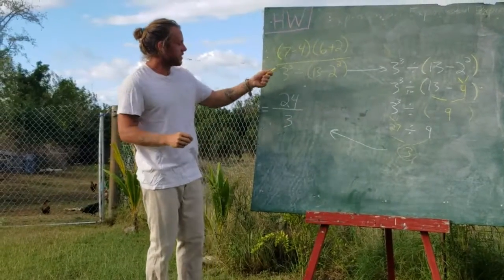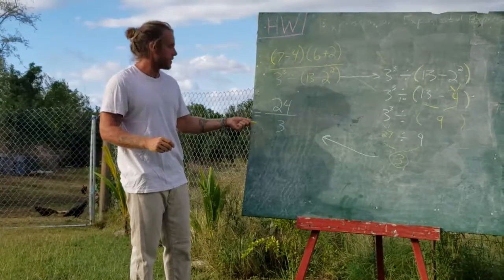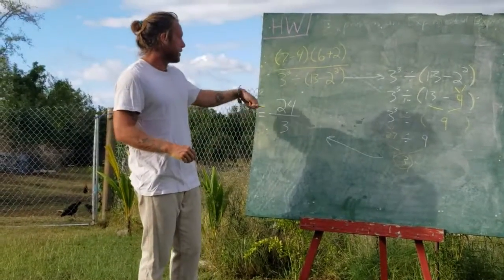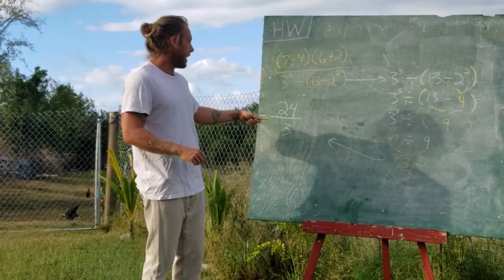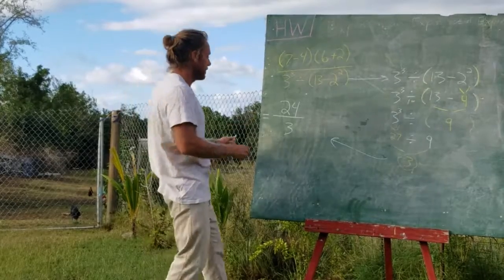So this expression simplifies to 24 thirds. Now we can simplify this, right? In fact, we can say 24 divided by 3. Well, what's 24 divided by 3? 8.